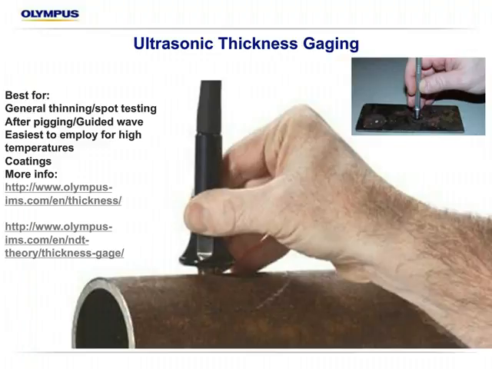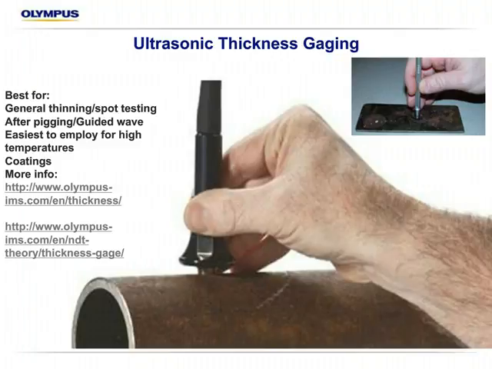So in general, we find that ultrasonic thickness gauging, the low-end data point taking, is really best for general thinning and spot testing, maybe after a pigging or guided wave screening where there's suspected corrosion and you want to go in and find a nominal value for that.